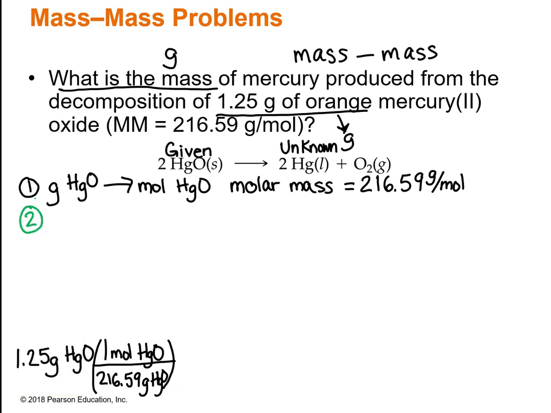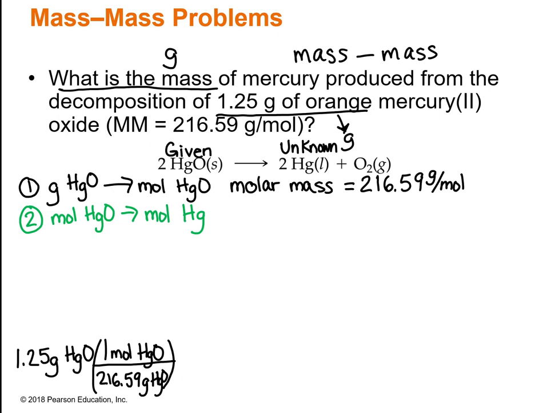The second part, we have to go from moles of mercury 2 oxide to moles of mercury. What do we need to use to convert from moles of a given to moles of an unknown? I just gave you the hint before. It's something that has to do with moles. Not percent yield. That was something we talked about, but it's not percent yield. Mole ratio. We need our mole ratio.